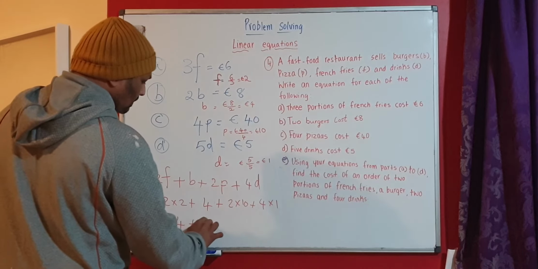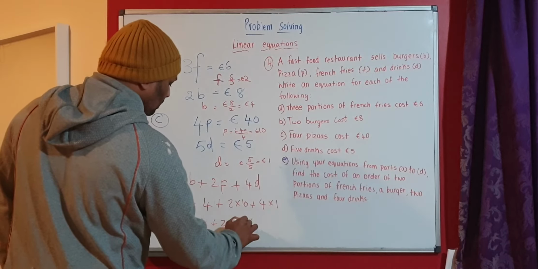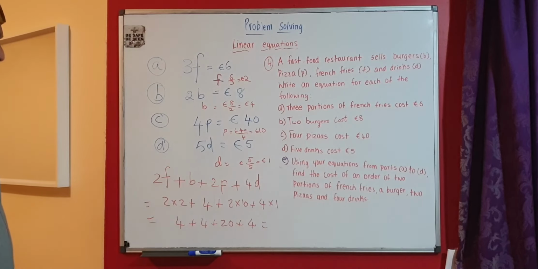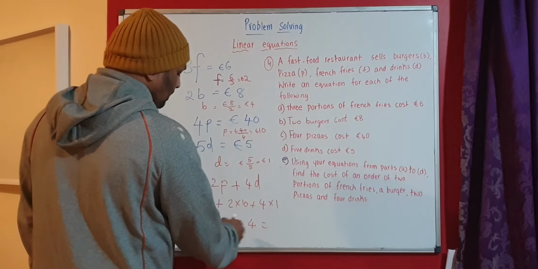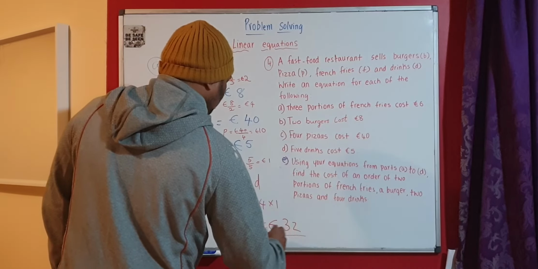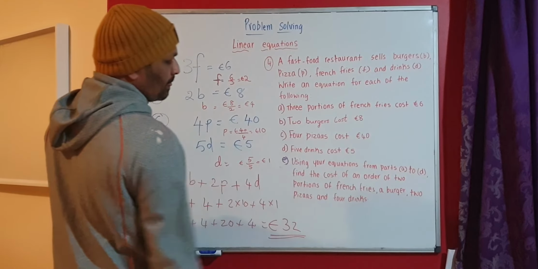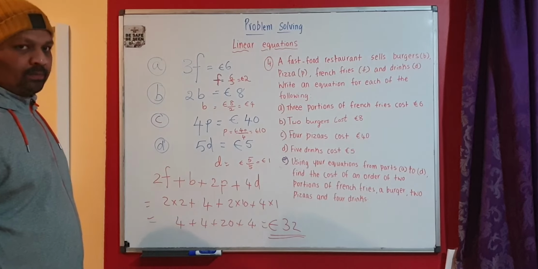2 into 2, 4 plus 4 plus 2 into 10, 20, plus 4 into 1, 4. So when you add these four values, you will get 8, 12, 32. 32 euro. So this is the order value. Whoever placed this order has to pay 32 euro to the store.